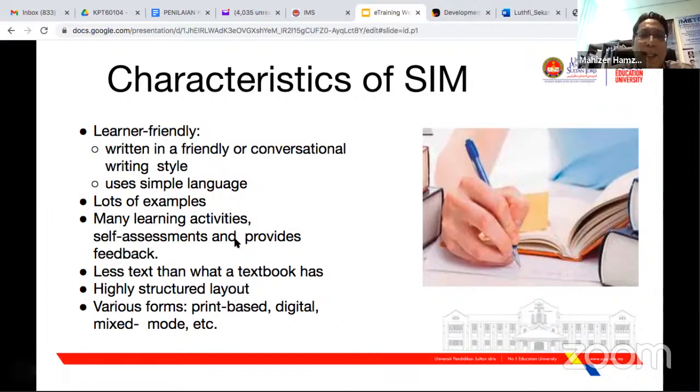Okay, use simple language. Biasanya use simple language. Lot of example, because this is self-instructional material, there must be a lot of example. Otherwise, the student cannot understand. Kalau lectures different, contohnya kalau Pak Teguh bagi lectures, Bu Yanti bagi lectures, tak apa, they give the example, lot of examples.